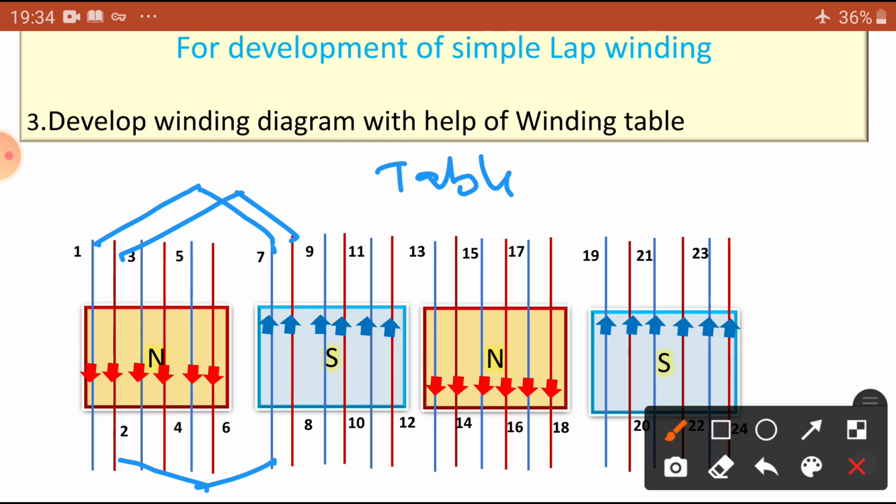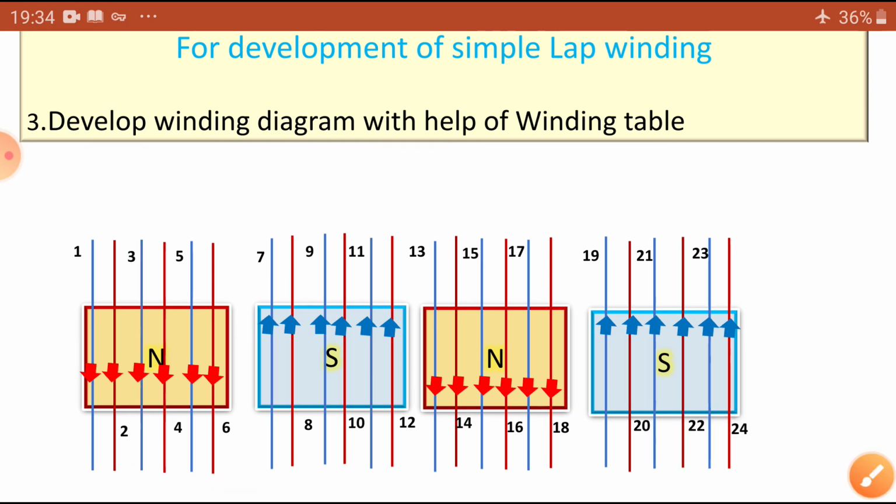Okay, so here slots 1 to 6 and 13 to 18 lie under the north pole regions. You can see, N is in yellow color, and slots 7 to 12 and 19 to 24 lie under the south pole. You can see the blue colors. Okay, in other words, the first pole pair covers slots 1 to 12, that is 12 conductors, and the second pole pair covers the remaining 13 to 24 conductors. Okay, so here I connected.